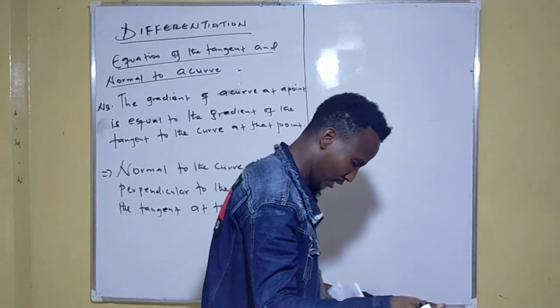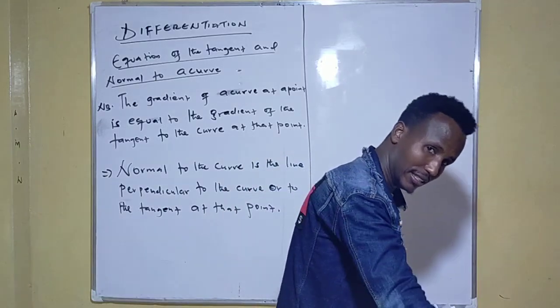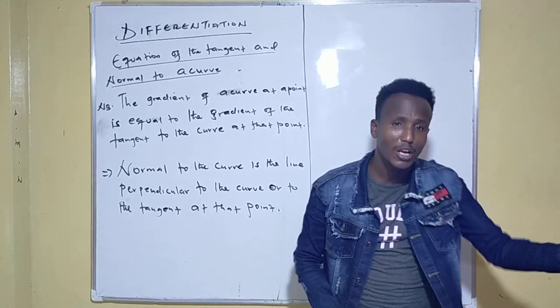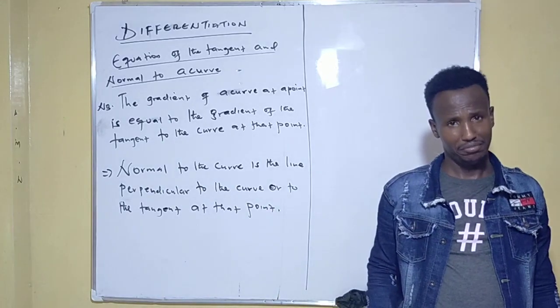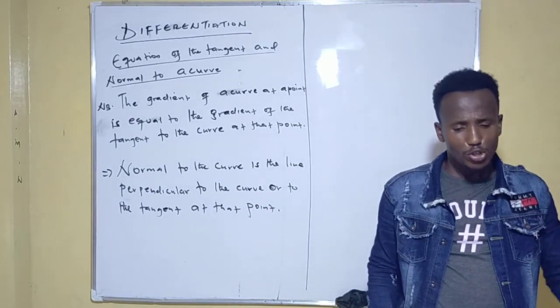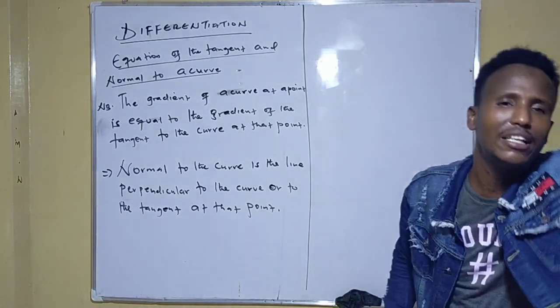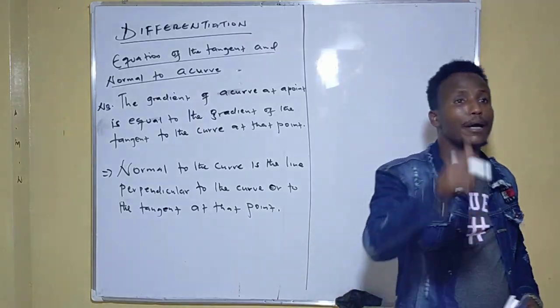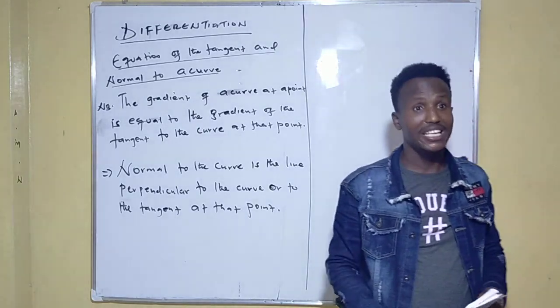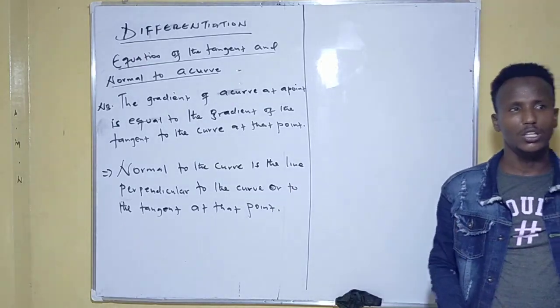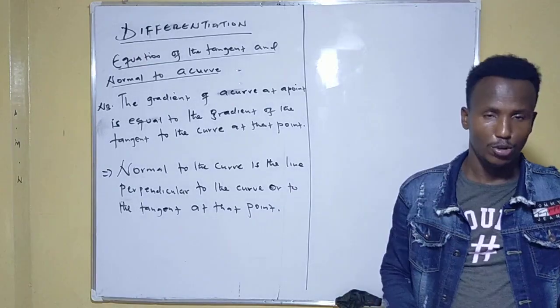If you have the gradient of the curve or the gradient of the tangent, you can say m1 times m2 is equal to -1 because the two lines are perpendicular to each other. So m1, the gradient of the curve given or the gradient of the tangent given, multiplied by m2, the one you're looking for, which is the gradient of the normal, is equal to -1. From there, you're going to get the gradient of the normal.